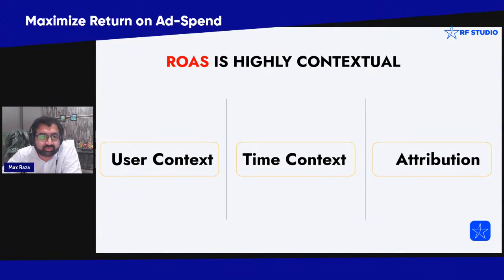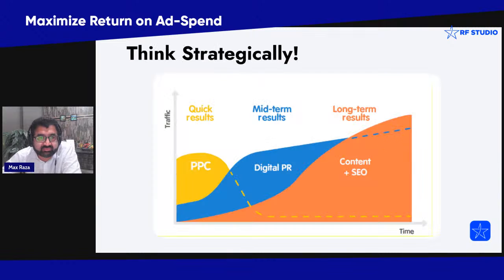In terms of context, there needs to be a user context, there needs to be a time context, and there need to be attribution settings on each campaign. User context would tell you which users are consuming which mediums and channels, and how we can best perform out of them. Time context would give us the best timing, and attribution would tell us which channel is giving us the best results across these mediums.